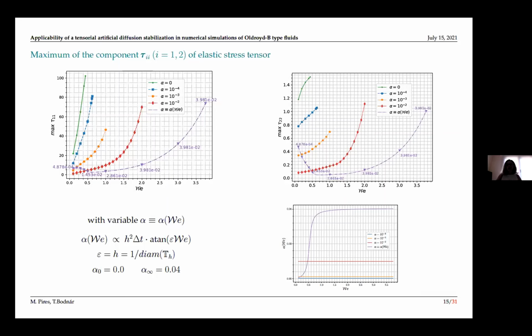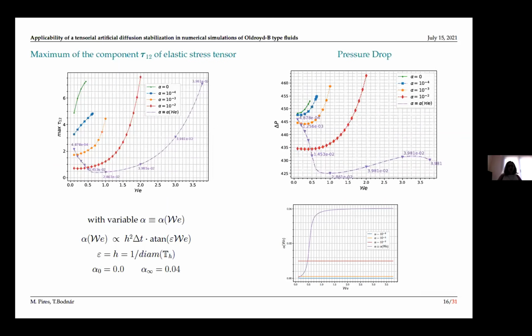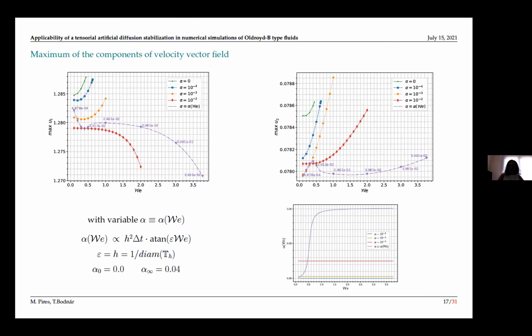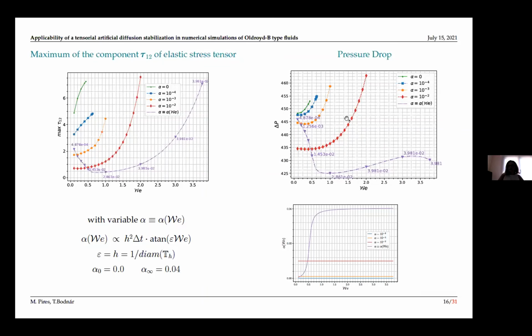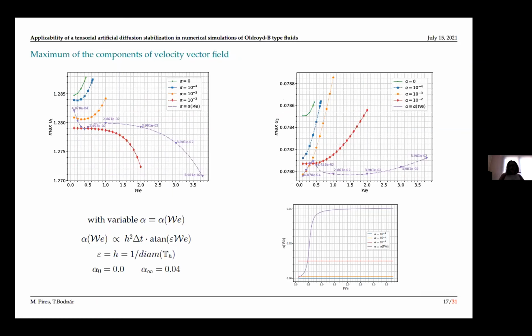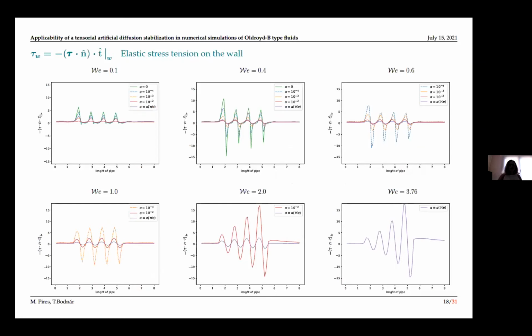This is very clear: the solution that we obtain for the standard stabilization is completely different. So we did the same for the other components, and we also studied the pressure drop, and the pressure drop is completely different when we compare without stabilization and with stabilization. So the same behavior for the velocity components, and we can see also the same effects for the elastic stress tensor, which decreases when alpha increases.